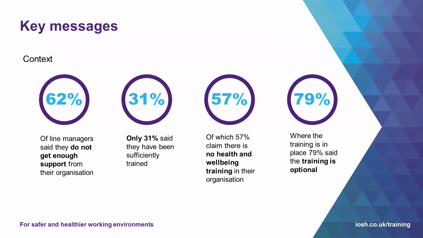Another statistic that I've got on there is that only 31% of respondents said they feel like they have been sufficiently trained to recognise the signs of poor mental health in their direct reports. More than half of those, so 57%, said their organisation offers no mental health and wellbeing training and or support for managerial staff. So as you can see, this is showing that people do not feel adequately supported or trained in terms of managing their employees' mental well-being and health.